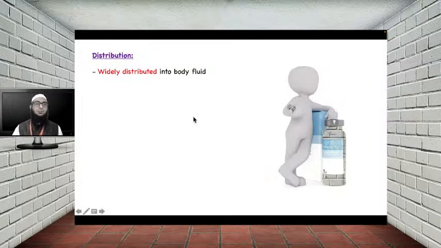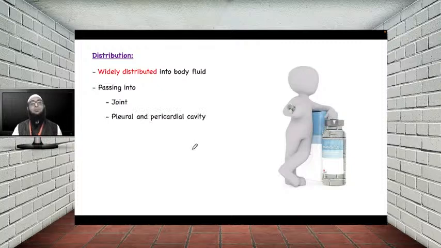Okay, now let's see the distribution of this drug. It is widely distributed into the body fluids. It passes into the joints, which is good, because if there is an infection in the joint, you want the drug to reach it. It can pass into the pleural and pericardial cavities. The pleural cavity is around the lungs and the pericardial cavity is around the heart. So infections related to the lungs and pericardium can be treated, because the drug has good distribution in the pleural as well as pericardial cavity.